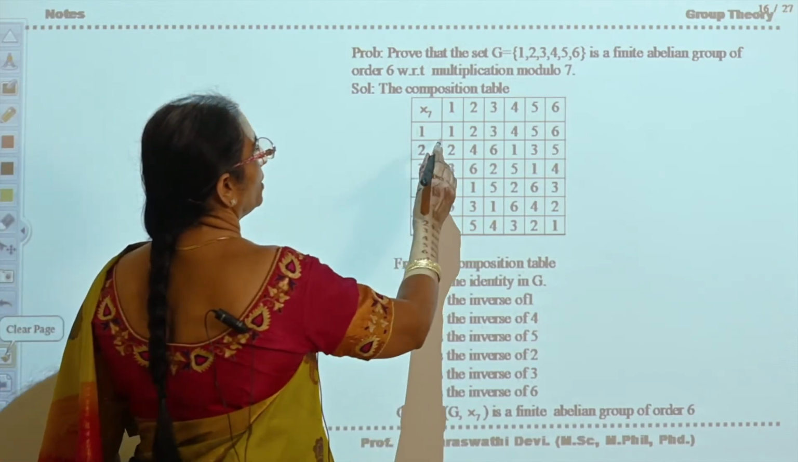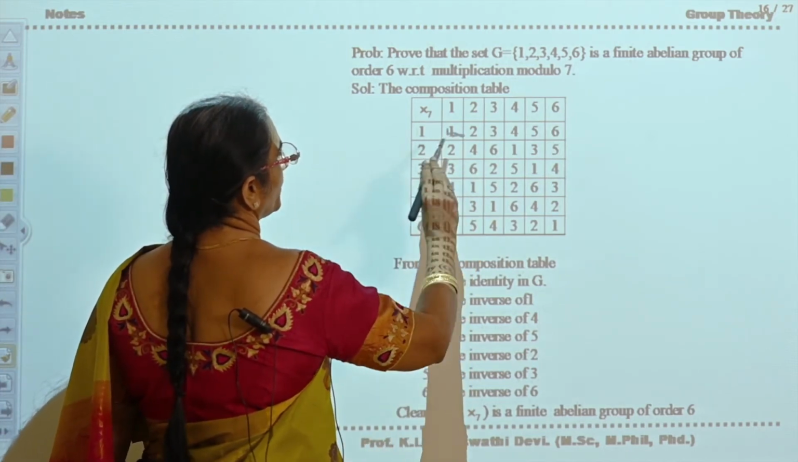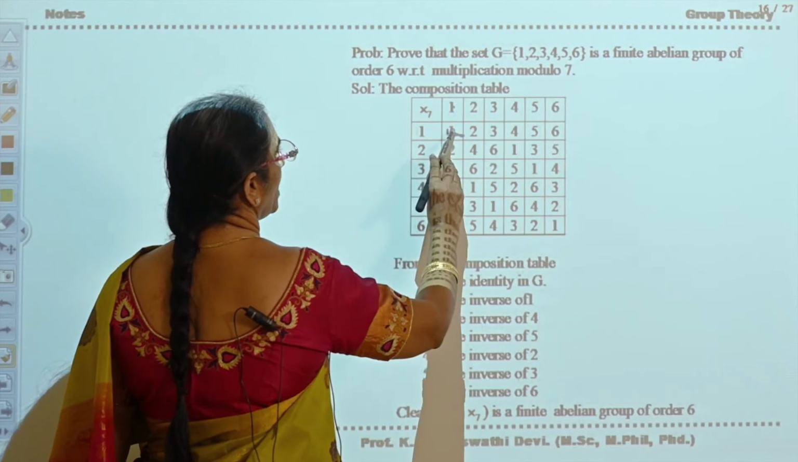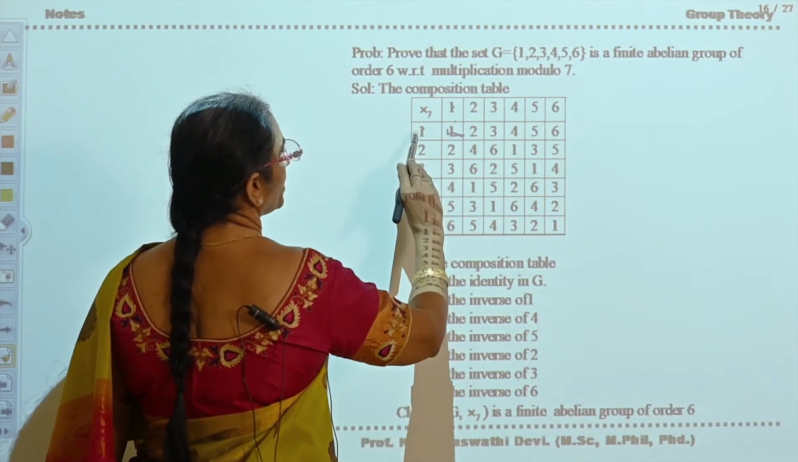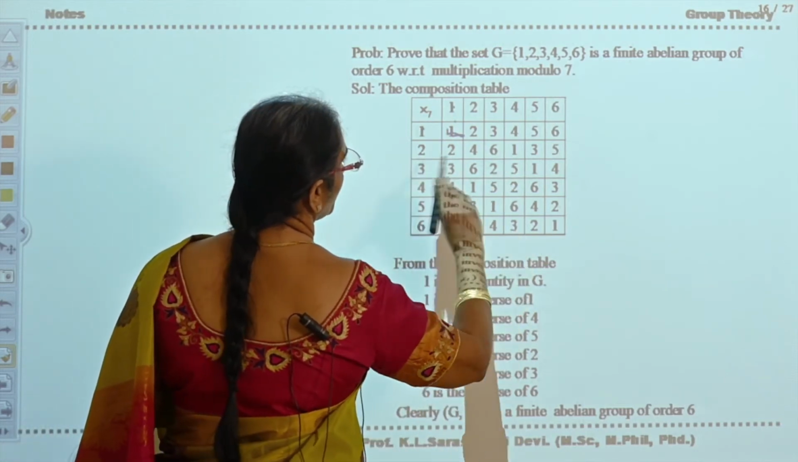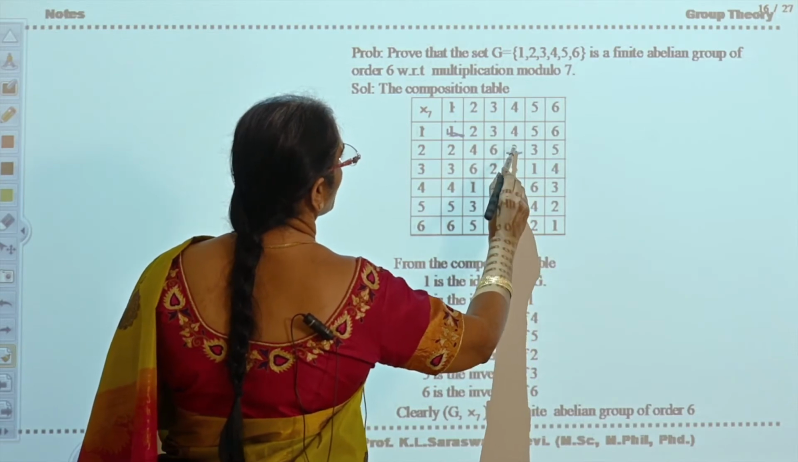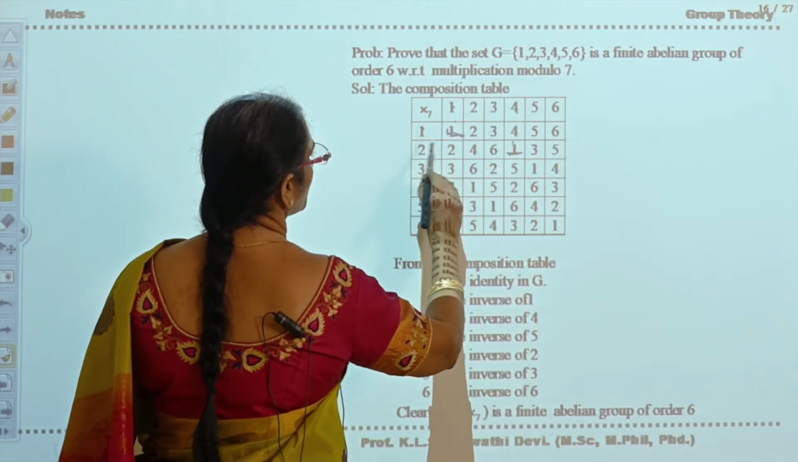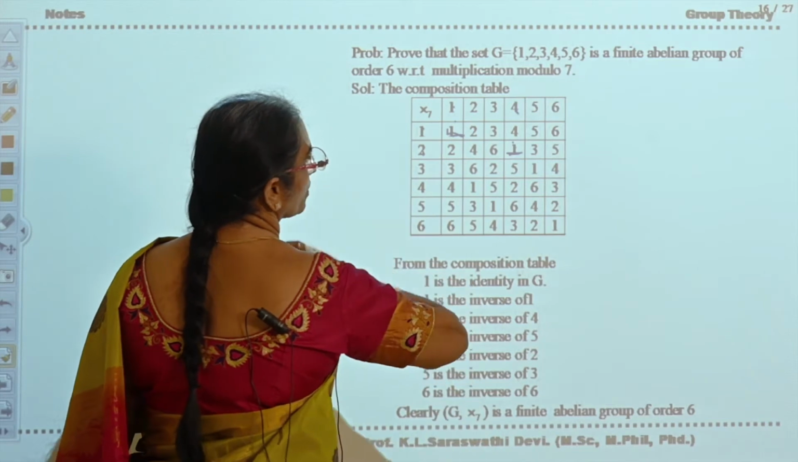See, here find 1. Go to the top row, 1, and the left column, 1. 1 is the inverse of 1. Now in the second row, if you take 1 here, go to the top, 4, and go to the left, 2. 2 is the inverse of 4.